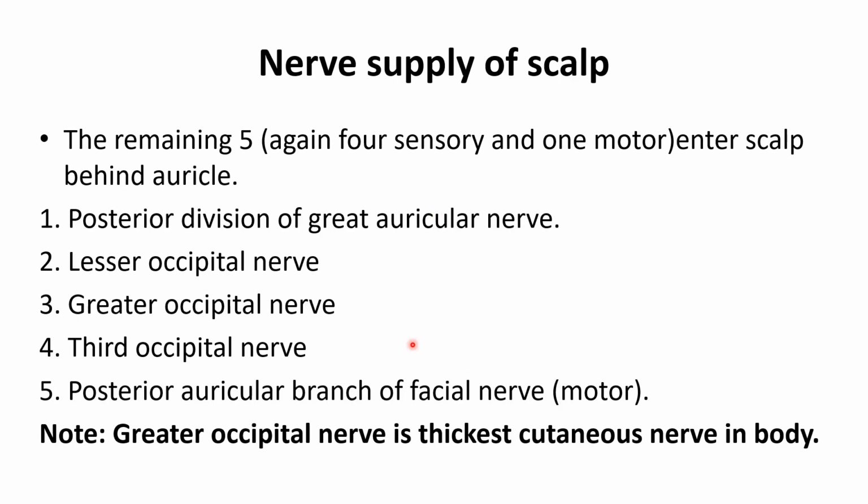The 5 nerves behind the auricle are mentioned, and see, this greater occipital nerve is the thickest cutaneous nerve of the body. Do not miss this point. Which is the thickest cutaneous nerve of the human body? It is the greater occipital nerve.